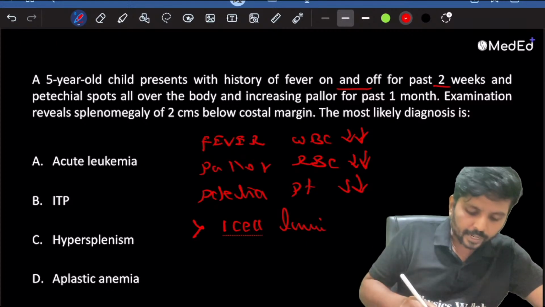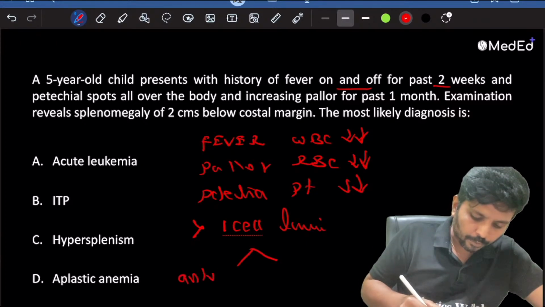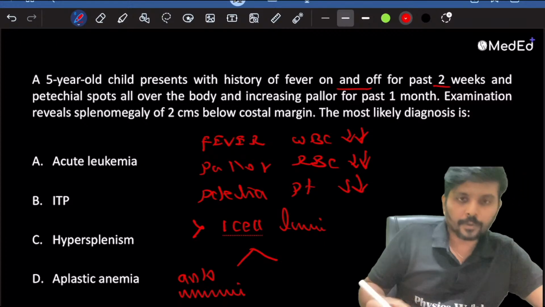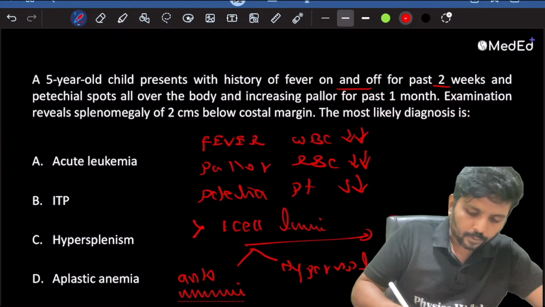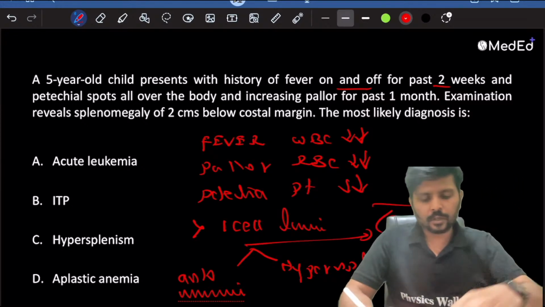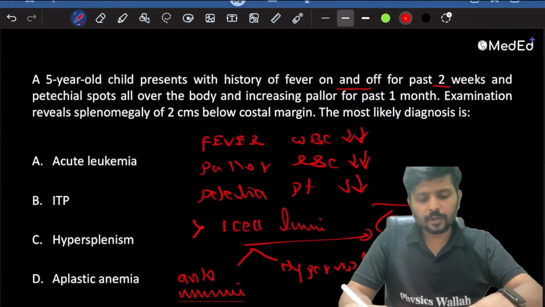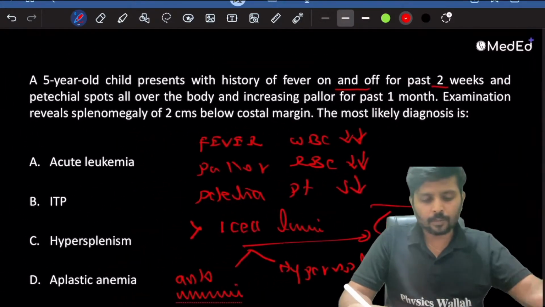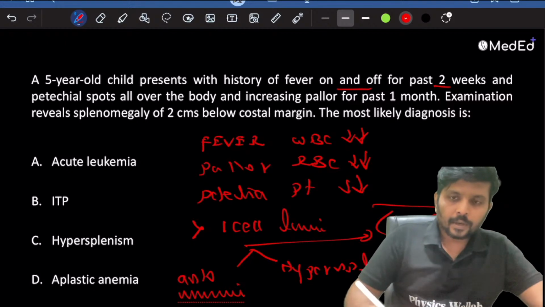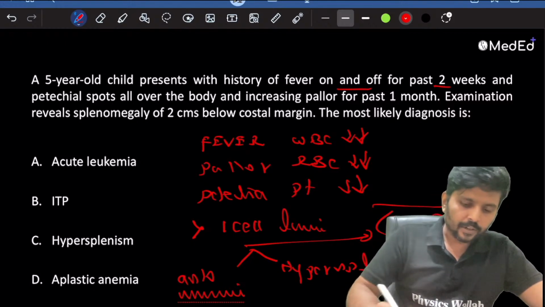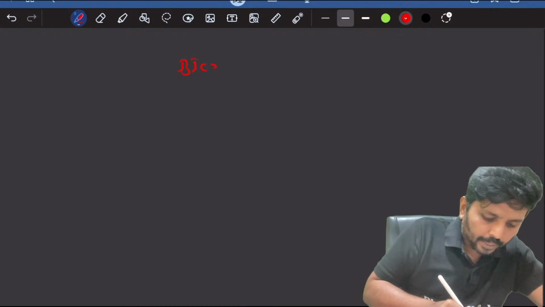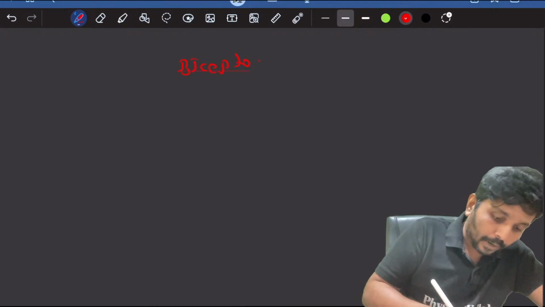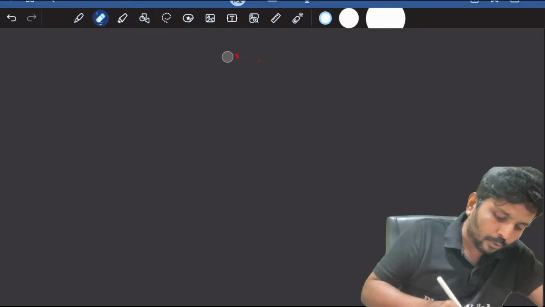When you have more than one cell line involvement, there are only 3 diagnoses. One is autoimmune. Second is hypersplenism. Third is bone marrow failure or bone marrow infiltration. In this case, the child was having pancytopenia.